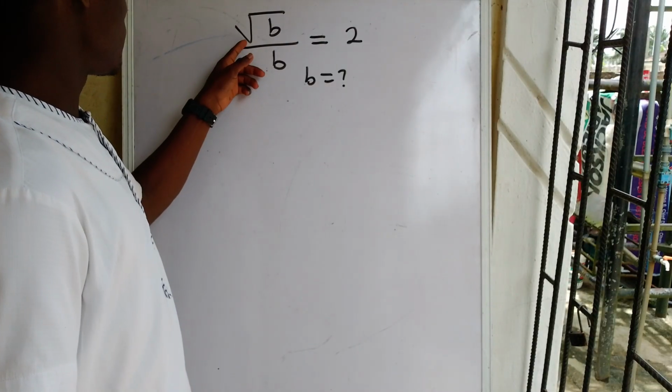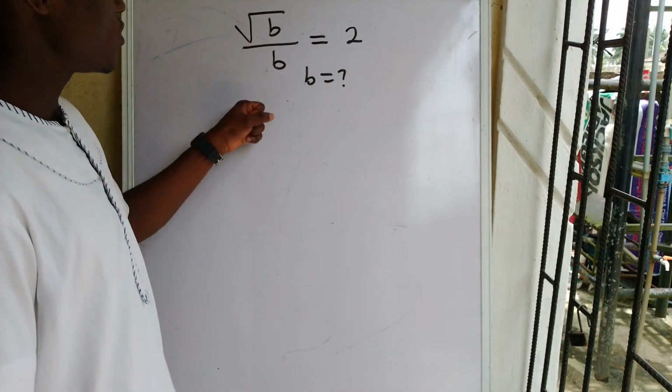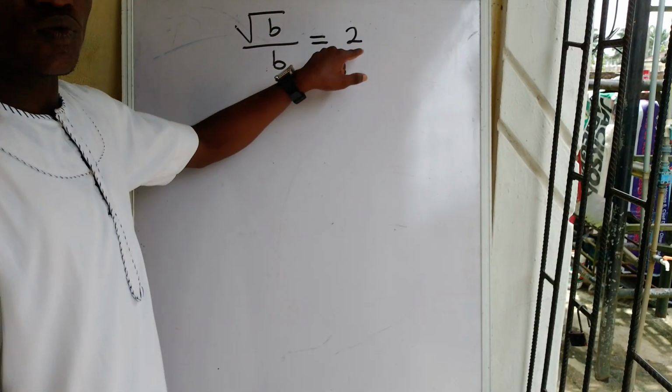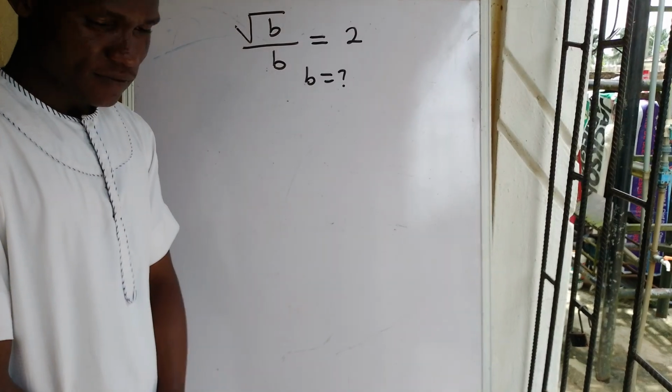Let's provide a solution to this math problem: root b divided by b equals 2. What is the possible value for b?